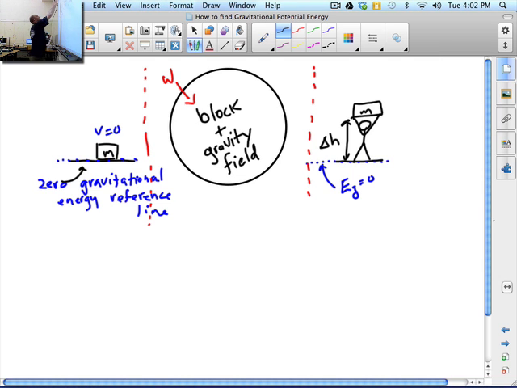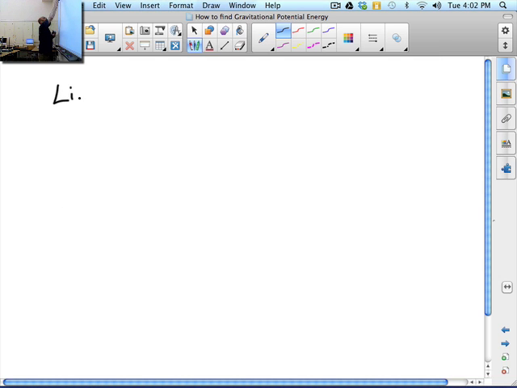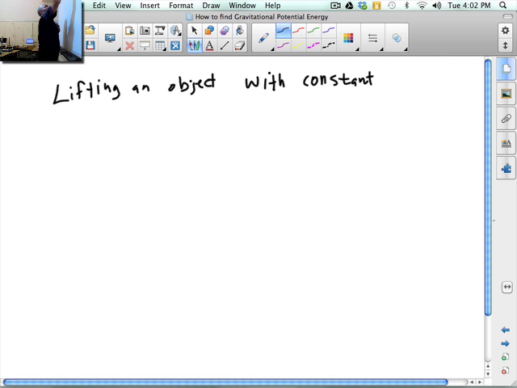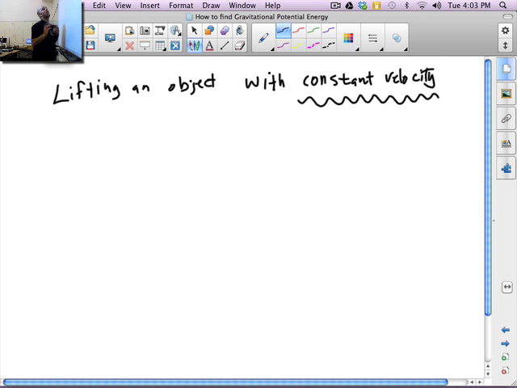Consider the simplest case: lifting an object with constant velocity. Now, I'm not talking about when the object's at rest and then it starts moving. We're going to forget about those moments in time. And as the person lifts the object, we're not going to talk about the moment in time when the object slows down, okay? We're only talking about the time period when the velocity is constant.